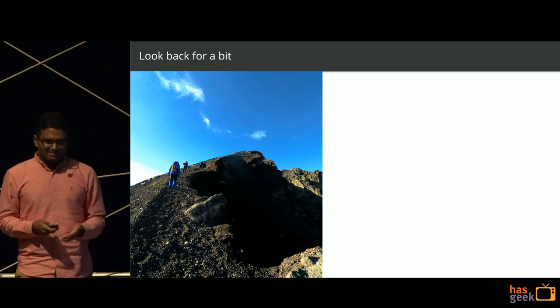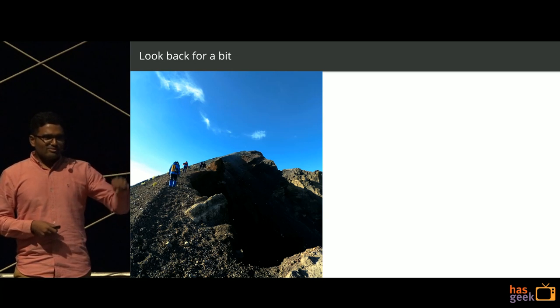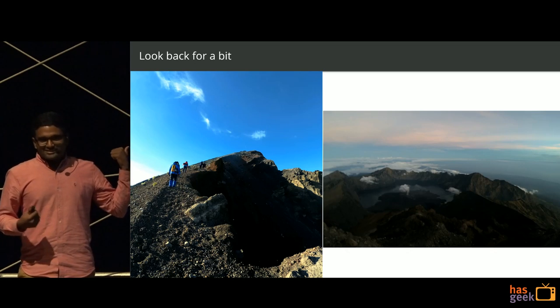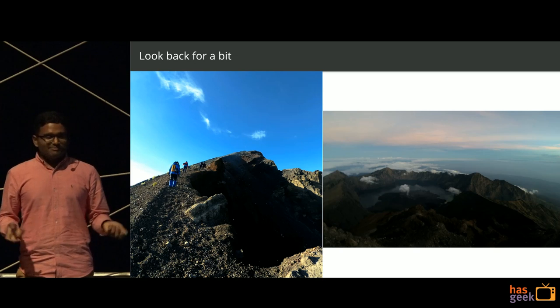This seems like a really hard problem to solve. And then this other guy on my expedition, he just tapped me on the back and he says, look back for a bit. And then, yeah, this was the view. At that point, I was like, okay, maybe it's worth it.